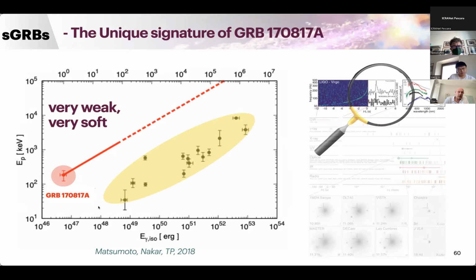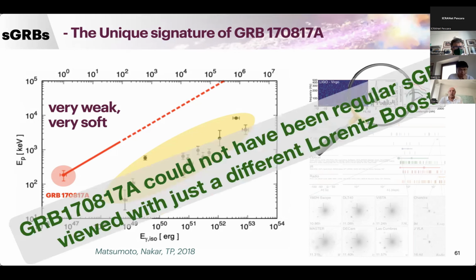And this is the usual location of these events of short GRBs, and this is here. So people said at the beginning, okay, we looked from the side, and this was just a different Lorentz boost. But this does not work because if we extrapolate the different Lorentz boost, it will go to here, which will not bring it to the other short GRBs. So this was not a regular GRB viewed from a different Lorentz boost. This is very important.